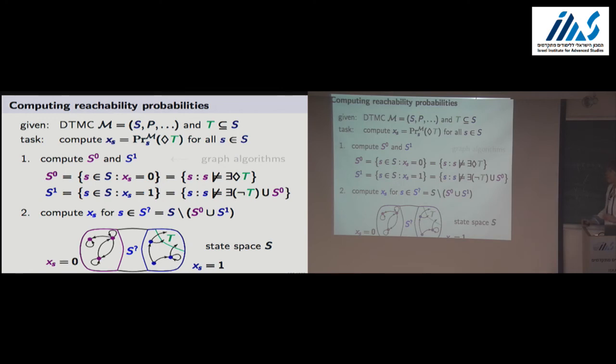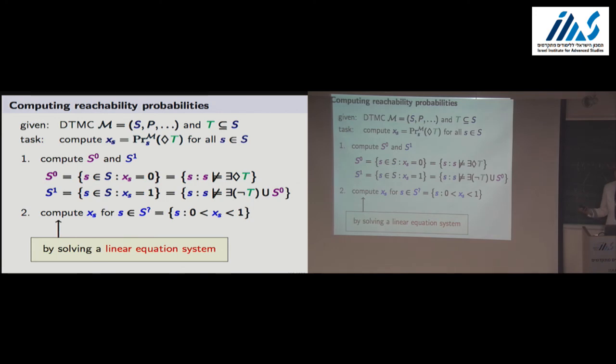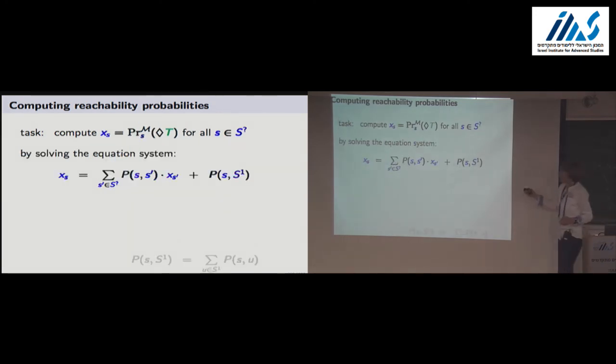Now for the remaining states, these are all the states where the probability strictly lies between 0 and 1. This is the area S question mark. And this is the area where we use this linear equation system. In general, what I've shown you for this dice example, for each state in this area S question mark, we have an equation x_s equals the weighted sum, so let's say the probability to move from S to S prime, multiplied with the probability for this reachability condition from S prime.